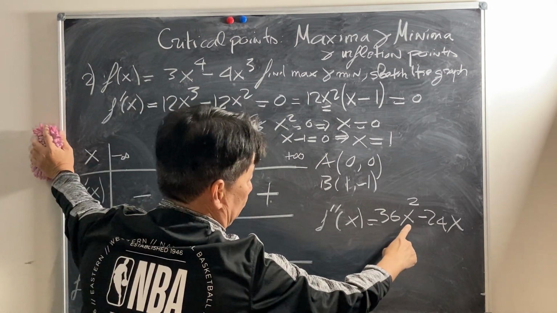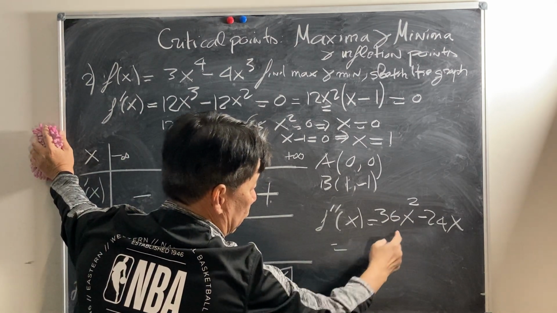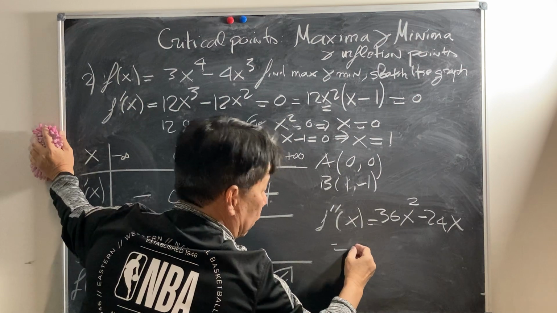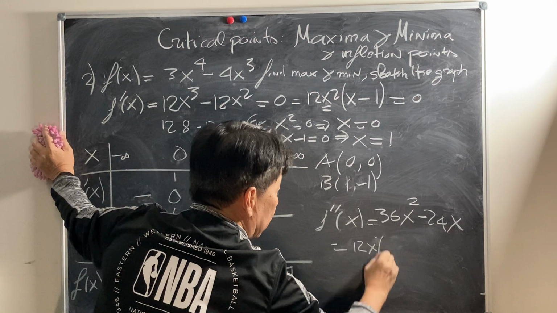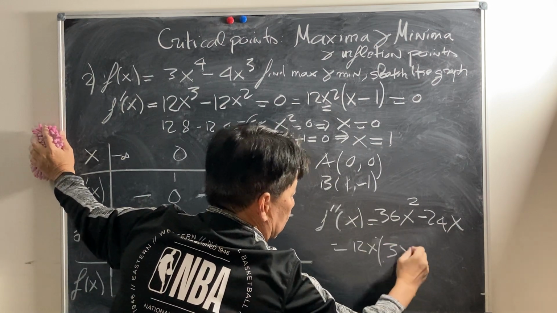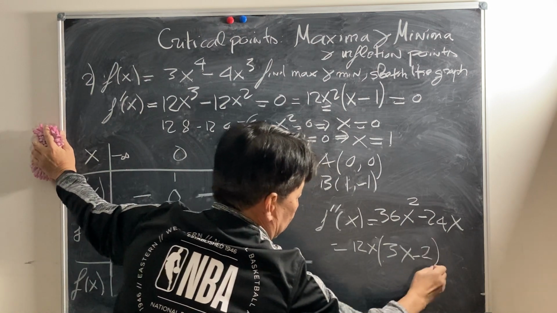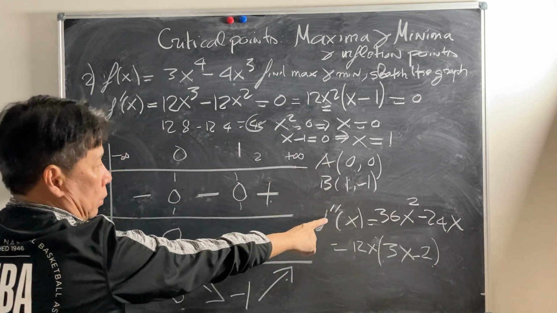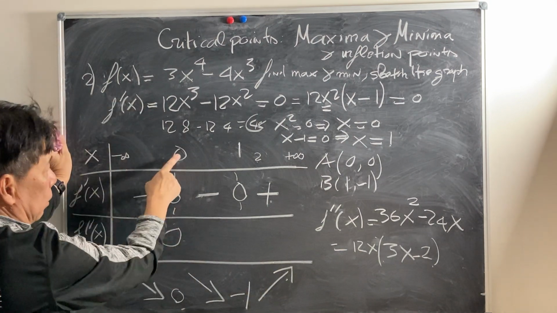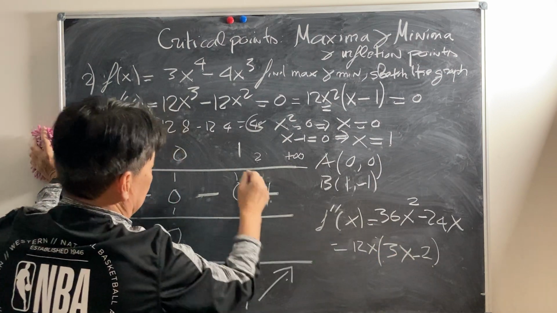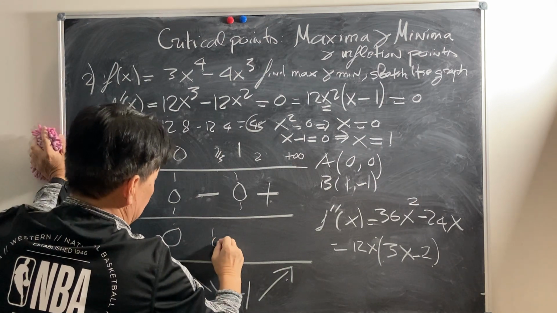Okay, and also this one has two roots. If you factor 12x out, then you have 3x minus 2. So the second derivative has two roots. The first one is x equals 0, and the second one is 2 over 3. 2 over 3 is right here. Okay, so this one equals 0 right here.